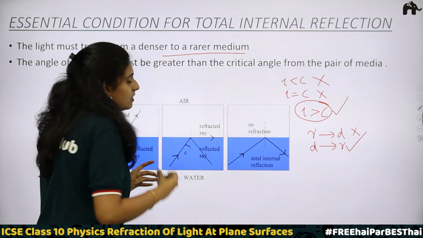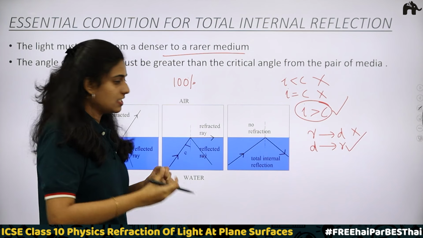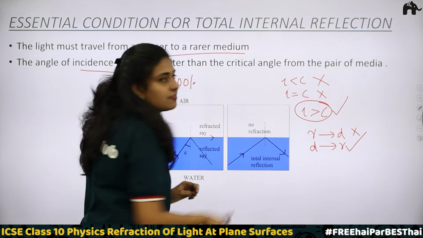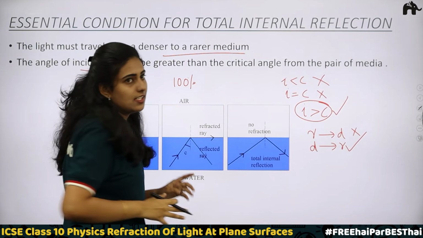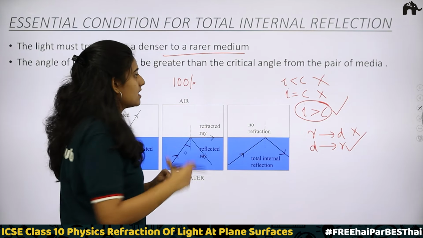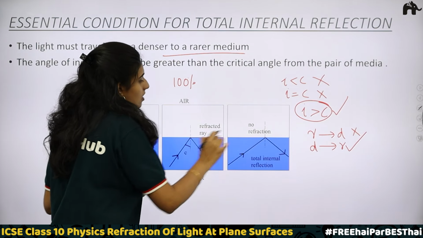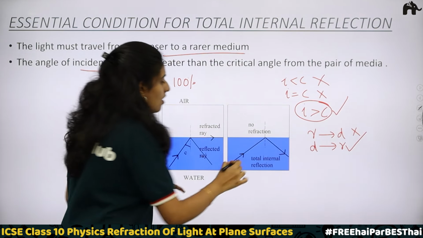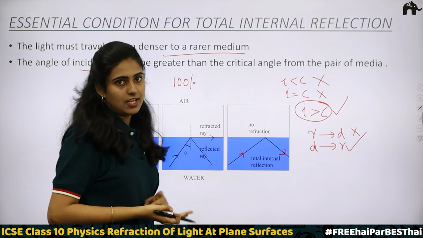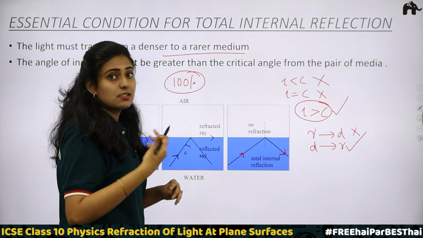Total internal reflection finds application because here 100% of the energy, or 100% of the intensity, of the incident light will be equal to the intensity of the reflected light. There is no wastage of energy or intensity of light taking place here. In the case of plane mirrors, absorption can take place, and refraction can also take place, but here only reflection is taking place. Whatever the intensity of the incident light, the same intensity will be there for the reflected light.